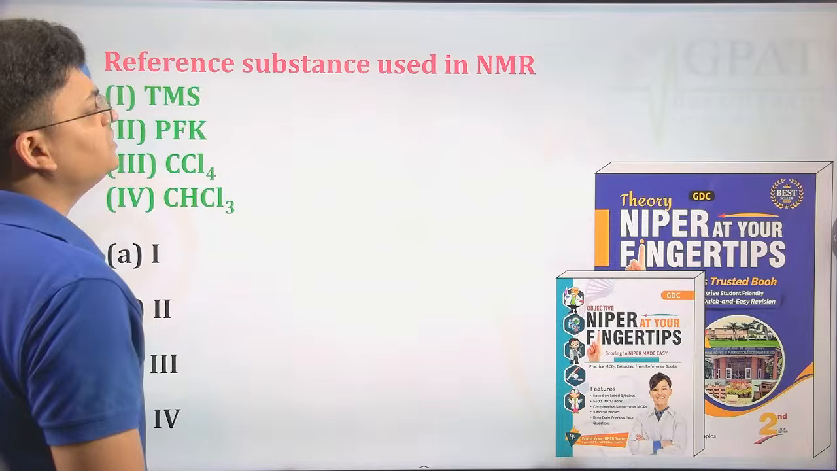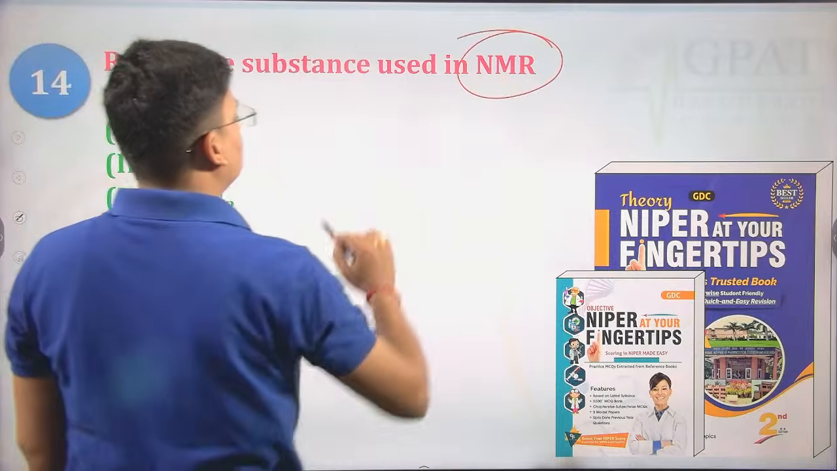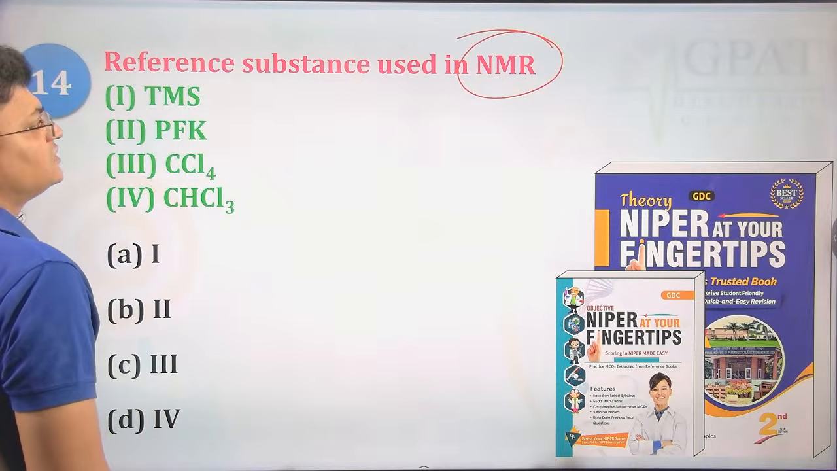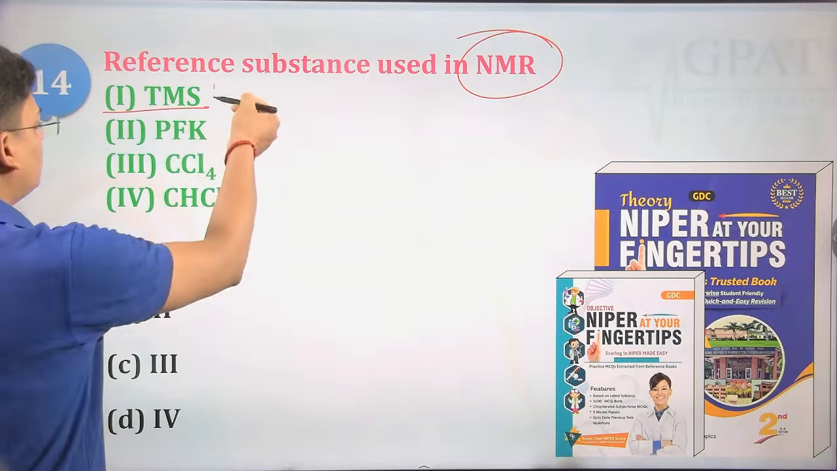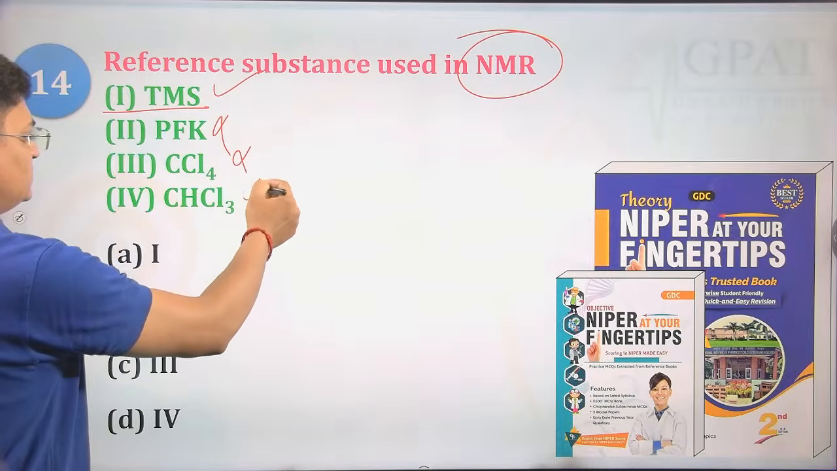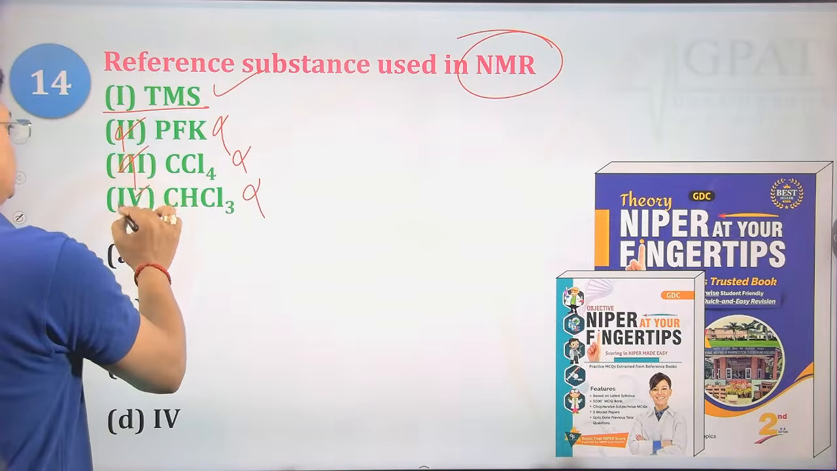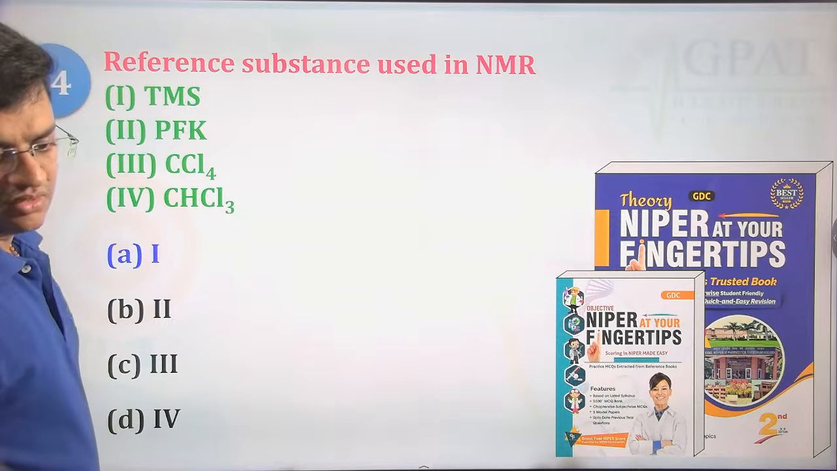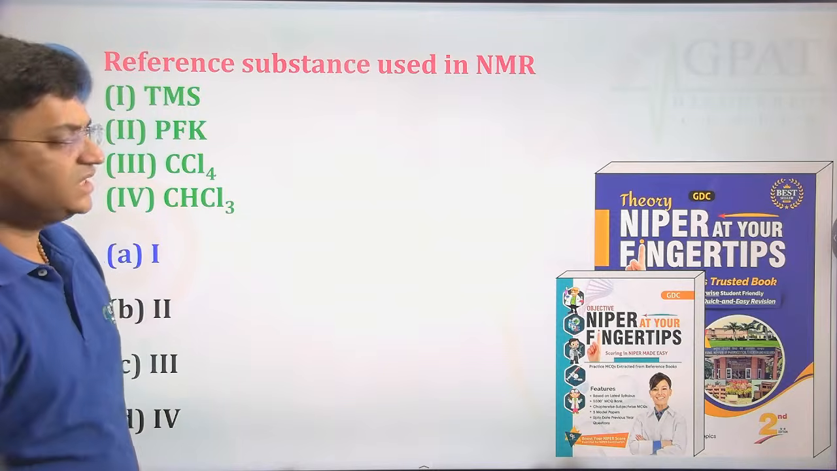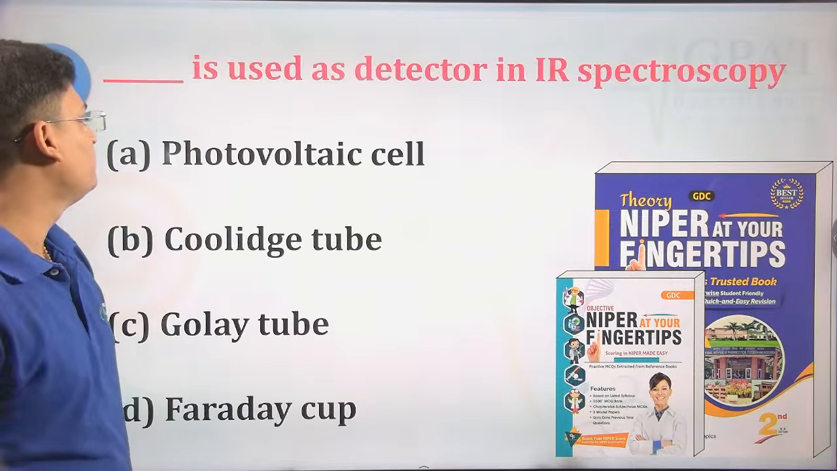Reference substance used in NMR, nuclear magnetic resonance. So which reference substance is used in the NMR? TMS, yes. Tetramethylsilane, that is correct. PFK, no. CCl4, CHCl3, no. So no 2, no 3, no 4. We will be using TMS, that is tetramethylsilane. That is A option. 1 is the right. Option A is correct for the NMR.